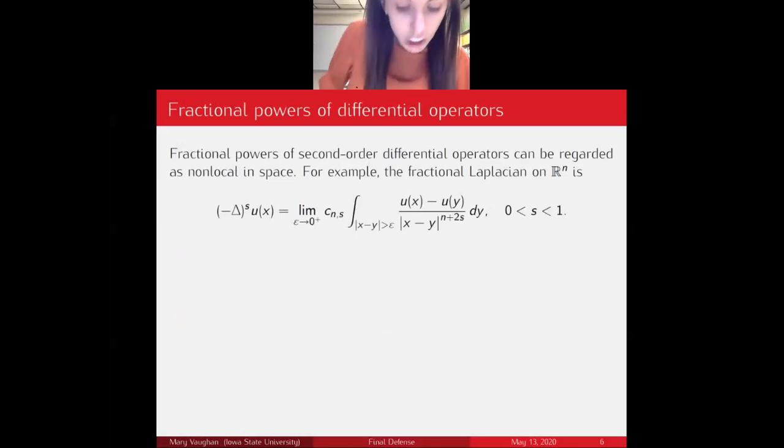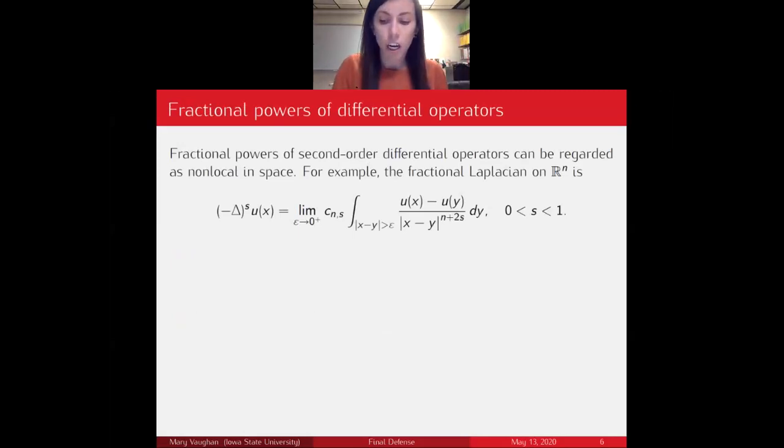Well, fractional time derivatives tend to be thought of as non-local in time. Fractional powers of second-order differential operators can be regarded as non-local in space. For example, the fractional Laplacian on Rn is given by this pointwise formula. And so you can see again that it's non-local to calculate the fractional Laplacian at a point x in Rn. We integrate over the entirety of Rn.